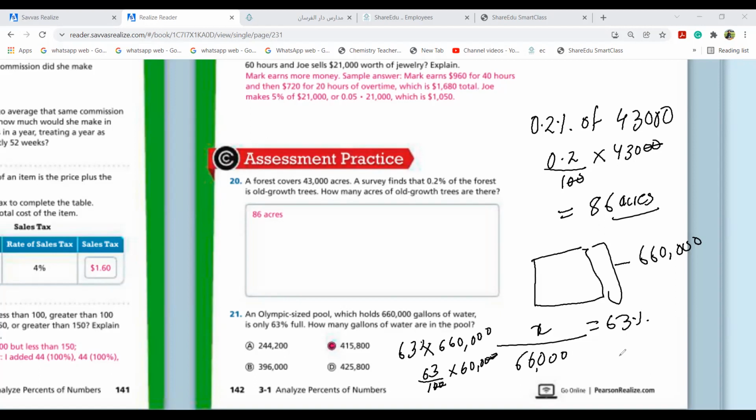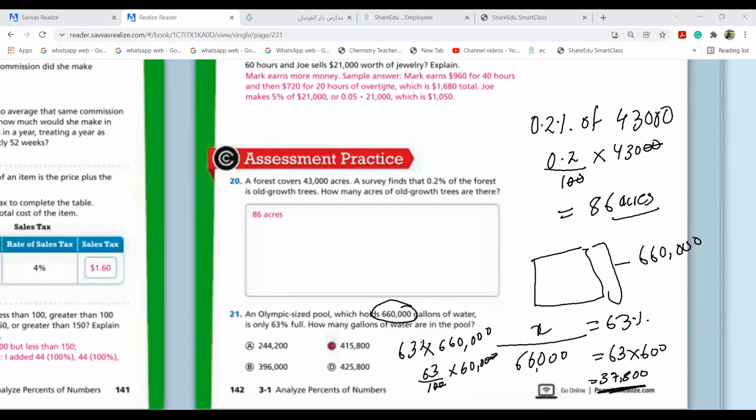So can you just multiply 63 times 600? How much is 63 times 600? 63 times 600 is 37,800. They asked you how many gallons of water are in the pool. So you have to take it from the total.